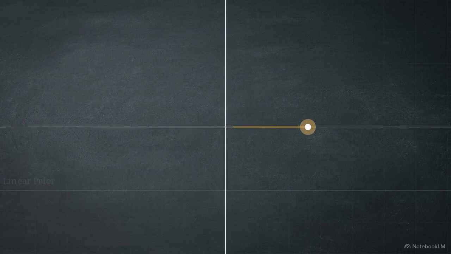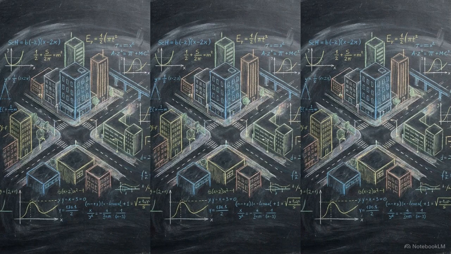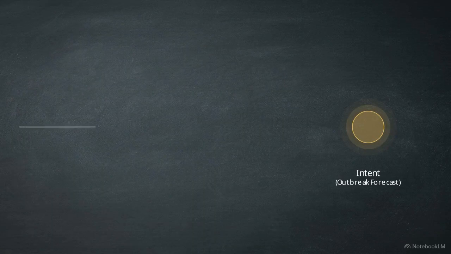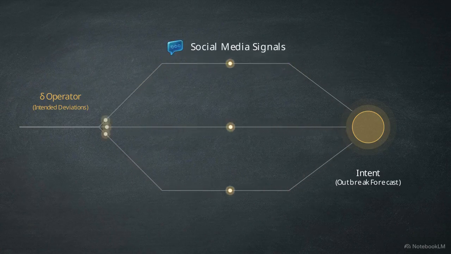Once the noise is introduced, we apply the second operator, delta, or intended deviations. Delta enforces the use of iso-intent variants. These are multiple, parallel representations of the same problem. You aren't changing the goal, you are changing how you look at it. In our outbreak forecast, delta prevents relying on one dataset. Instead, we run parallel tracks: social media signals, mobile flow, and clinic reports.